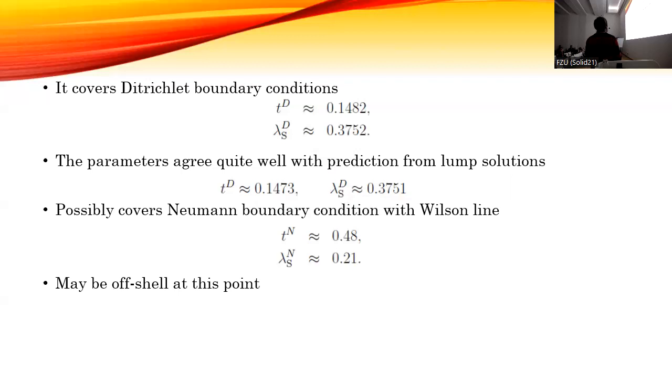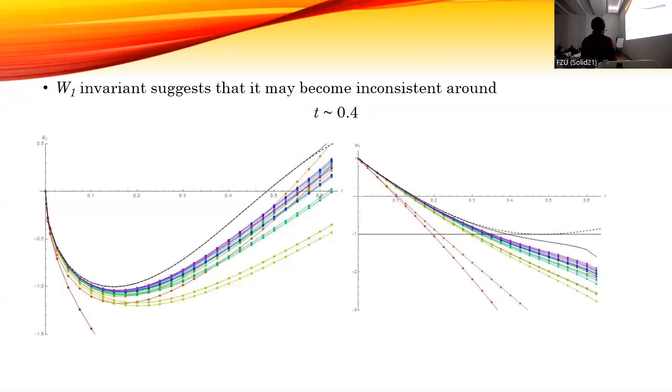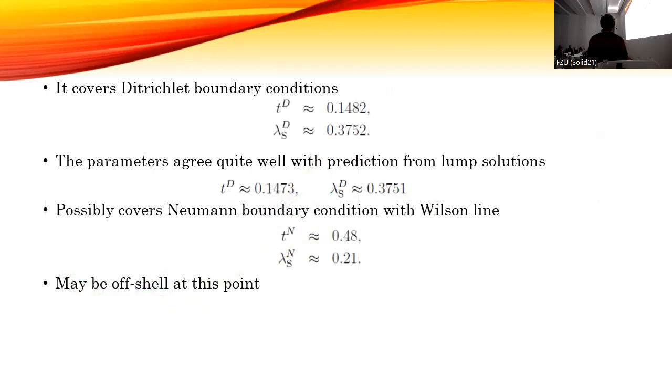In the case of the tachyon field, the agreement is slightly worse, but I think that in this case this number actually has a larger error for some reason. So let me go once again back to this plot. So here I have said that we cover Dirichlet boundary conditions. But since it goes up and goes through 0 again, it's possible it can cover also once again Neumann boundary conditions, but this time there will be Neumann boundary conditions with a different value of the Wilson line. And here is some estimate of what the lambda S is from the Neumann boundary conditions, but at this point it's not entirely clear whether the solution is still on shell.